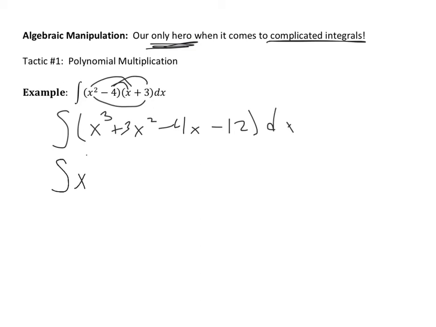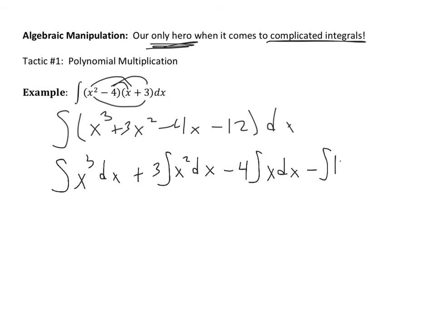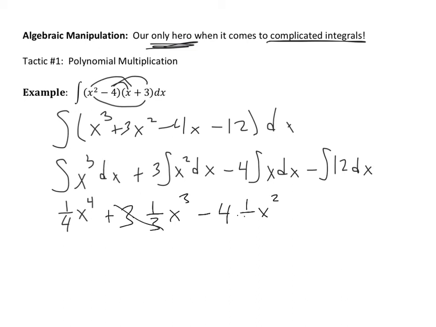This is going to be the integral of x cubed dx, and then plus 3 times the integral of x squared dx, and then minus 4 times the integral of x dx, and then finally minus the integral of 12 dx. Okay, so this first one, we're going to get 1/4 x to the 4th power. I'm just increasing the power by 1 and multiplying by the reciprocal. Here, again, I'll increase the power by 1 and multiply by the reciprocal. So I have 3 from the outside times 1/3 x cubed. So we can see those 3's are going to cancel out. Yay, good news. Over here, I'm going to have 4 times, increase the power by 1, multiply by the reciprocal.